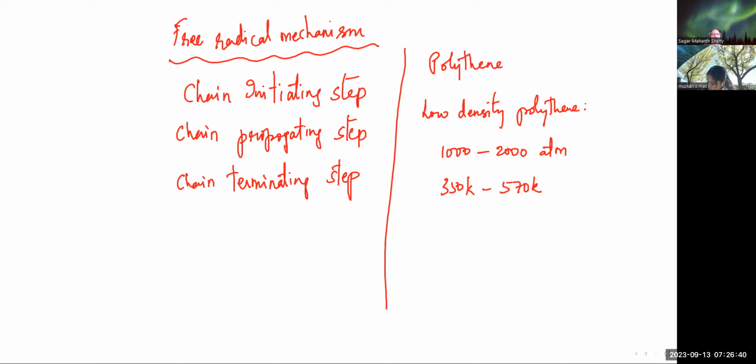So here we're using some kind of a peroxide again, which can be a catalyst. It can be any catalyst, but mostly they use benzoyl peroxide or any kind of peroxide initiator. And this low density polythene goes through the same steps again. We classified the steps initially. What steps were those? The chain initiating step, the chain propagating step, and then the chain terminating step.